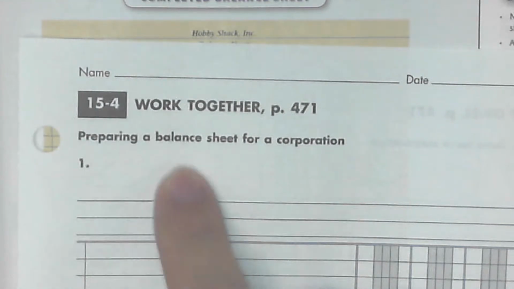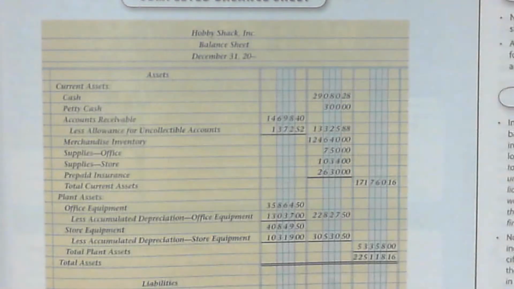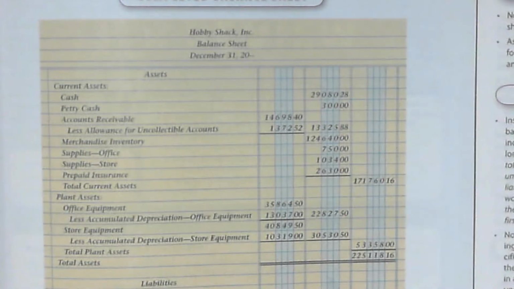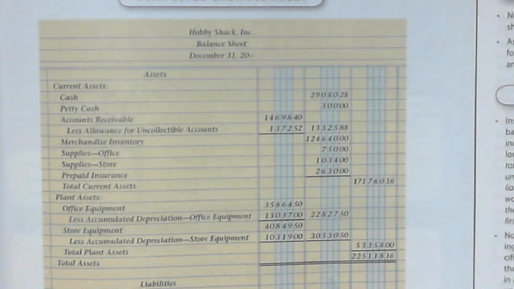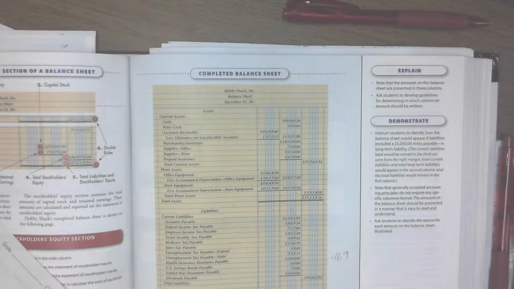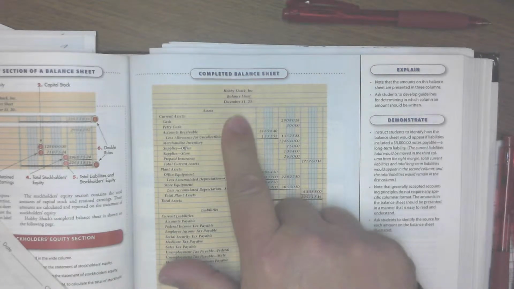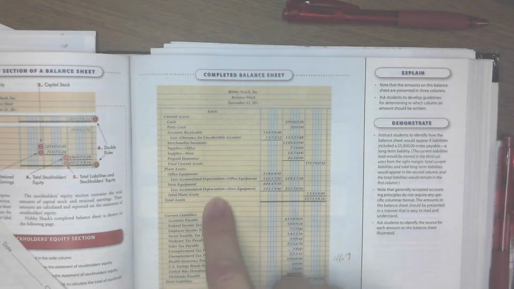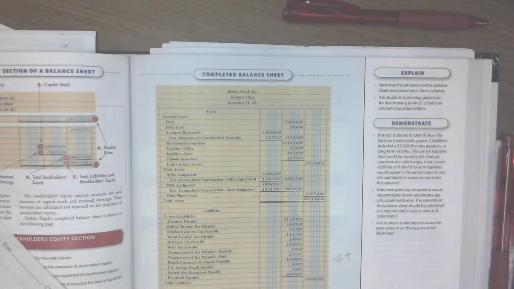So the blank work together balance sheet. You've got their example here on page 469 of your balance sheet. So we're just going to find the same numbers from our worksheet for that.